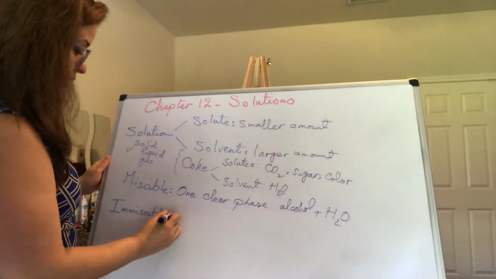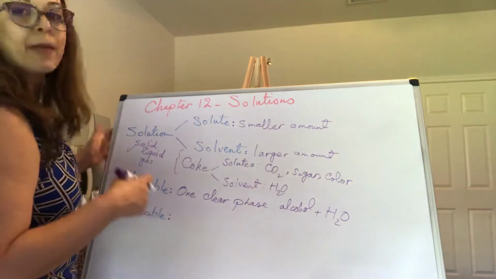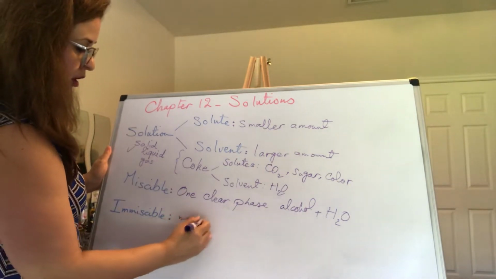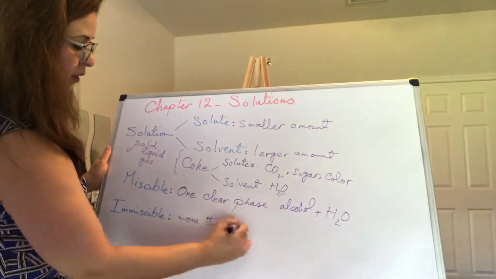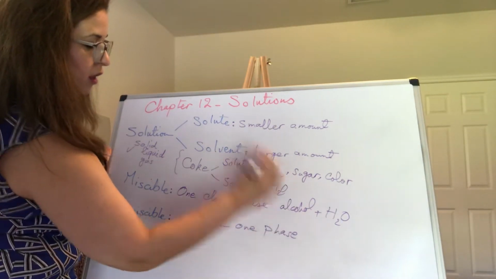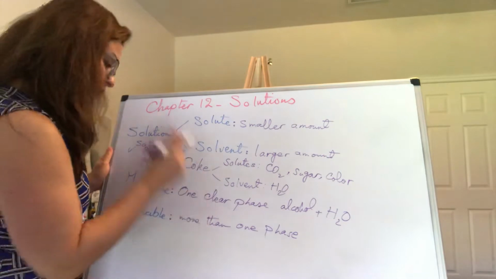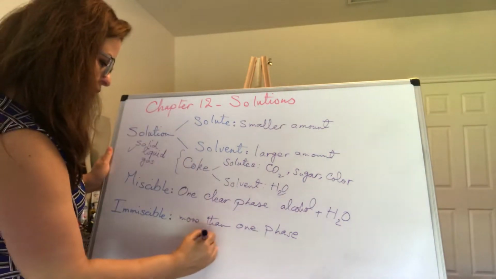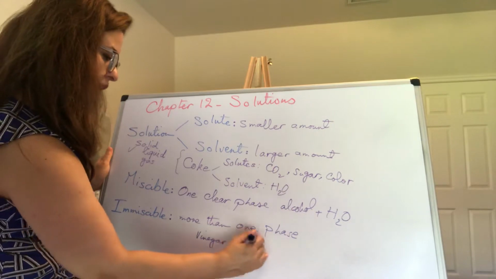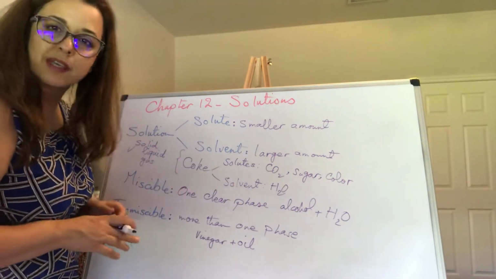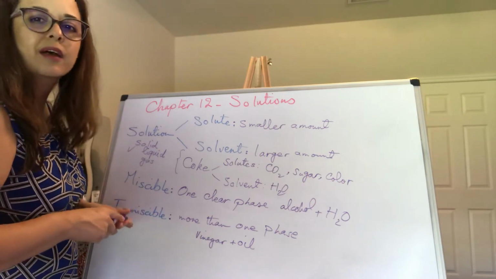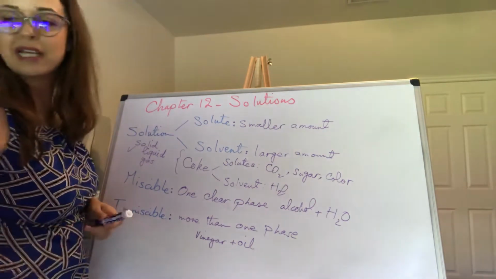But when they are immiscible or immixable, you have more than one layer, more than one phase, like when you add vinegar to oil to make vinegar dressing. Which one stays on top? I'm sure you would say oil, because oil has less density.